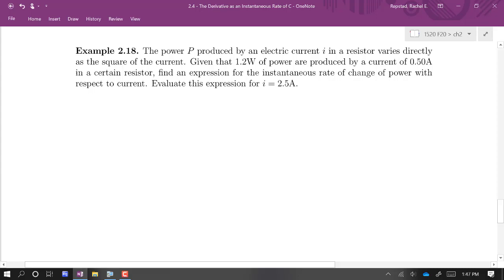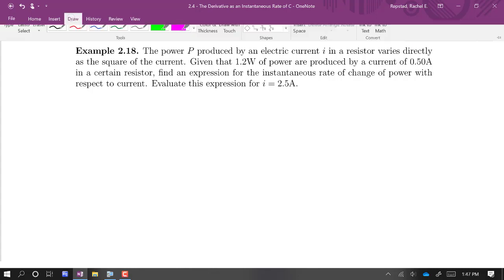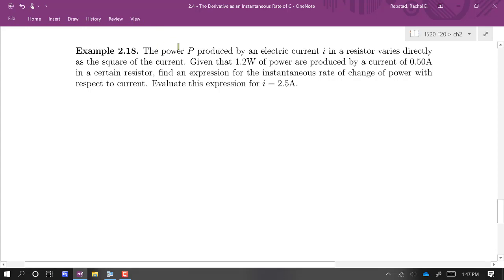And in a pre-calc or algebra course you've taken, you probably did some direct variation or proportionality-like relationships. So this is one of those types of problems, and they're giving us a bunch of information. The first thing they say, I'm going to try to separate it out, is that the power P produced by an electric current I in a resistor varies directly as the square of the current.